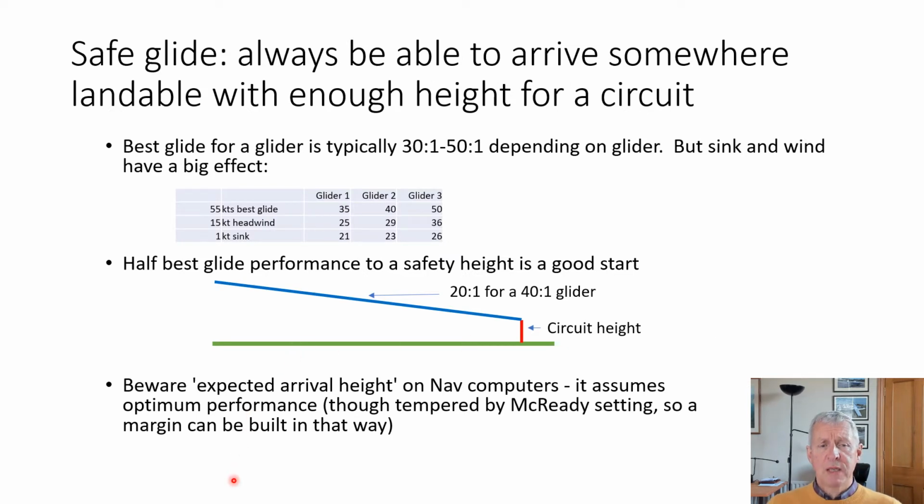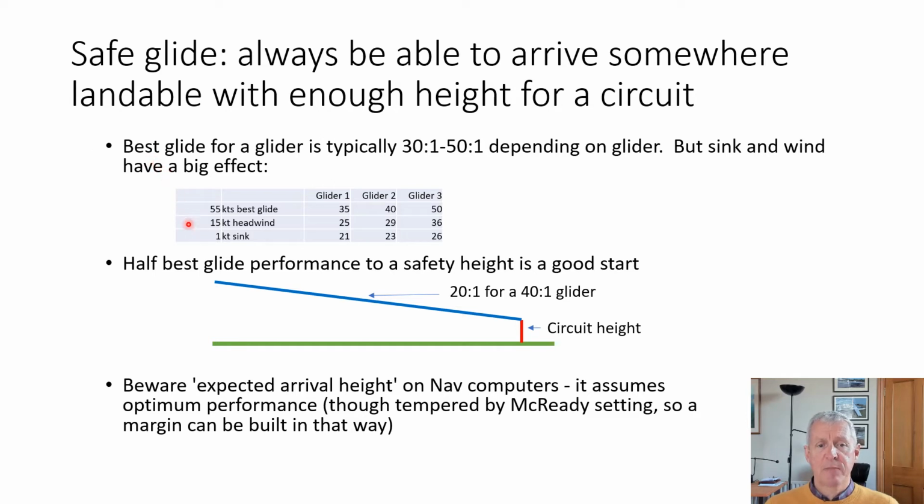Okay, let's have a look at the safe glide. So we want to be able to arrive somewhere that is landable with enough height for our circuit. Now the gliders we fly typically have best glide ratios of somewhere between 30 to 1 and 50 to 1. You ought to know what that is for the glider that you're flying. But sink and wind have a big effect on that.